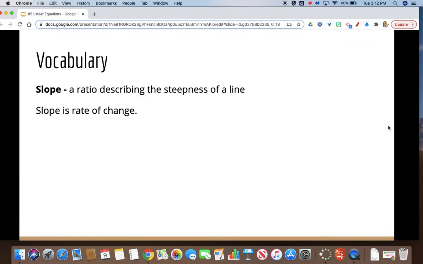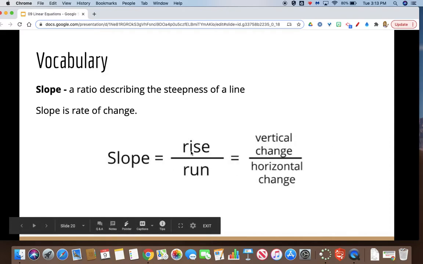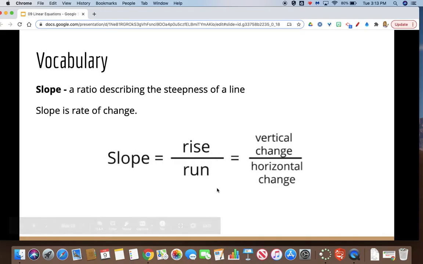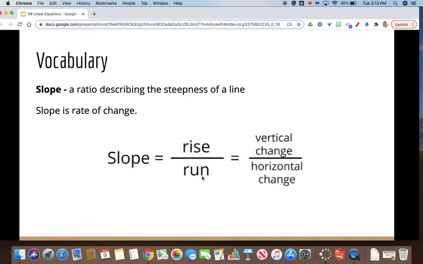Slope is a ratio describing the steepness of a line, and it's also a rate of change. We've talked about that in previous lessons, and it connects really well to slope. Slope is actually rise over run, which means it's the vertical change over the horizontal change of a line. We'll ask you to memorize this rise over run, so make sure you have this written down in your notebook.